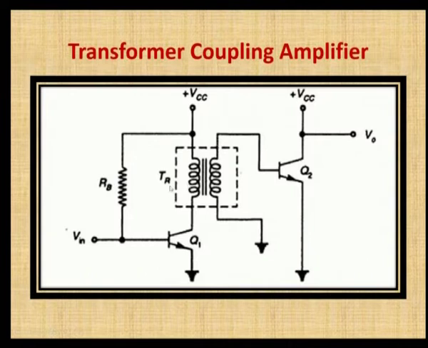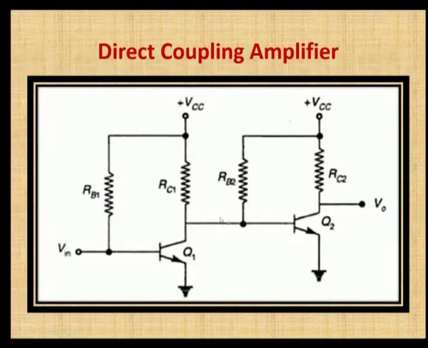and mostly this transformer coupled amplifier is used in power amplifiers. This gives very good impedance match between the input and the output stage, and also it gives maximum power gain, and this is more expensive, so this is not commonly used in all the amplifiers. And next is direct coupling amplifier. So there is no component used between the input of the preceding stage to the output of the first stage.